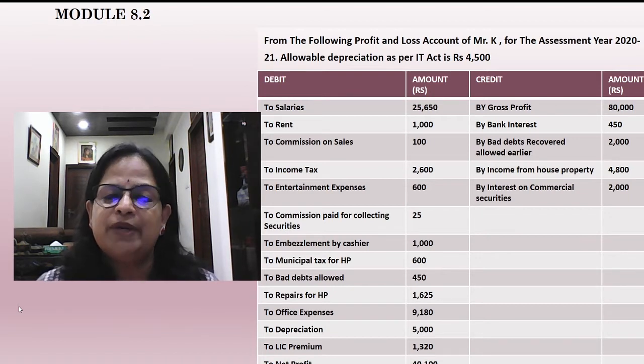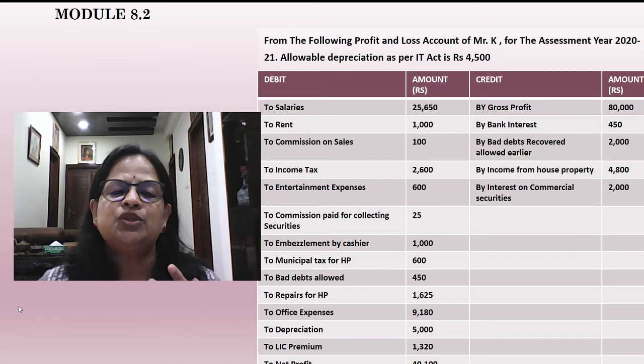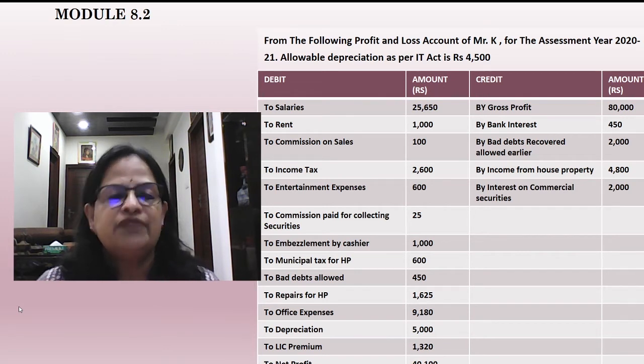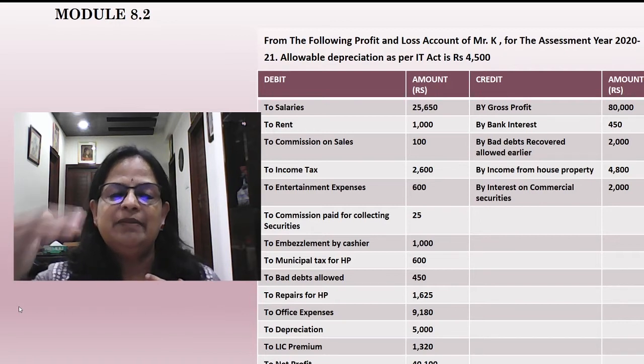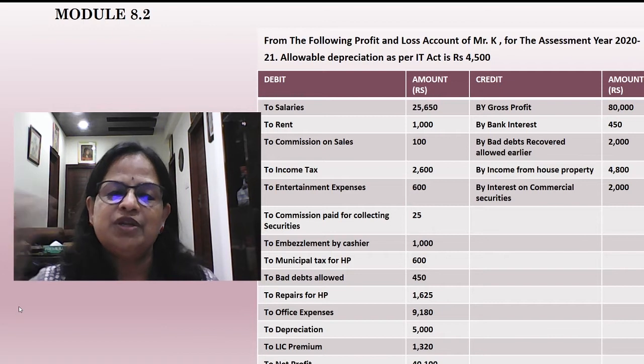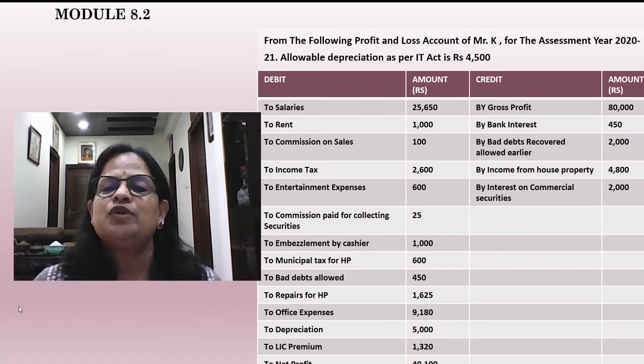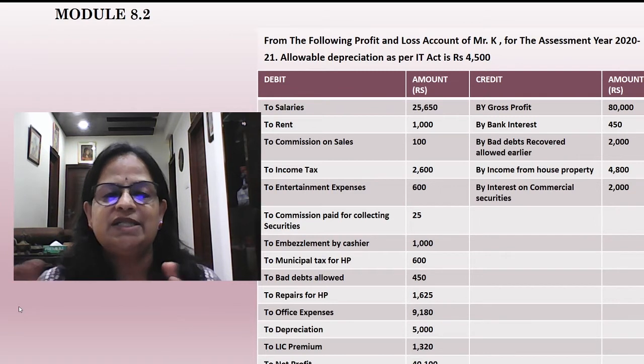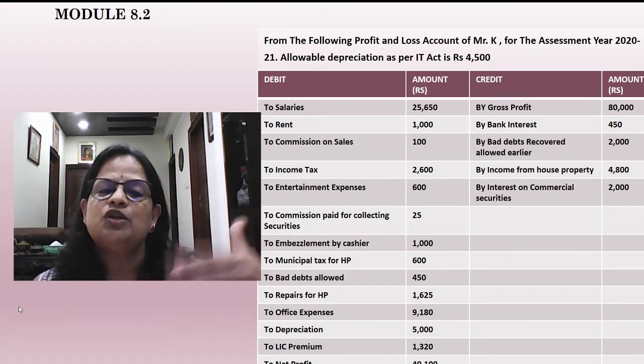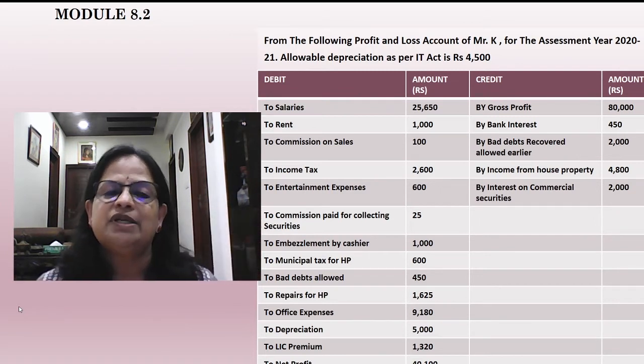Repairs for house property are not allowed because they relate to income from house property. Office expenses can be allowed. Depreciation, I told you, we will disallow this item, and whatever is given in the additional information, we will take it. Now LIC premium is personal, so it's not allowed. Net profit we are also getting. Now on the credit side, gross profit 80,000. We don't have to consider that because after considering gross profit we arrived at the net profit. So our calculation will start with the net profit.